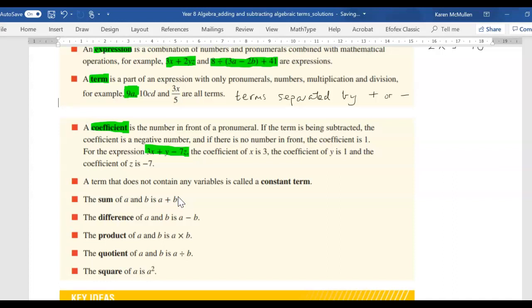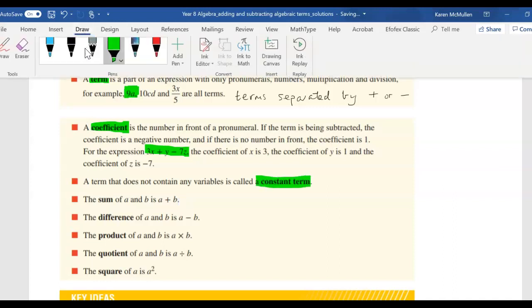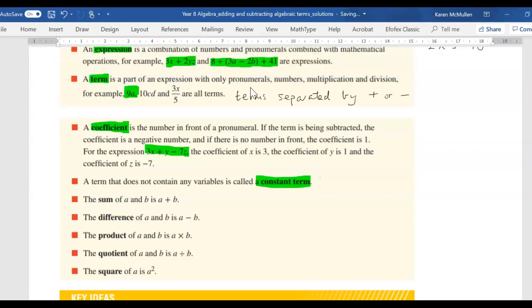A term that does not contain any variables is called a constant. So basically a number on its own. It's got no letter associated with it.